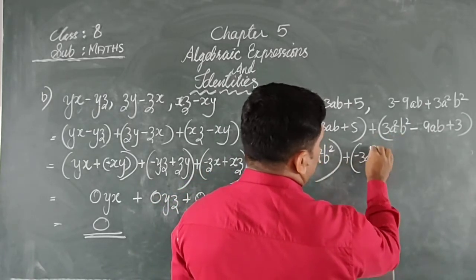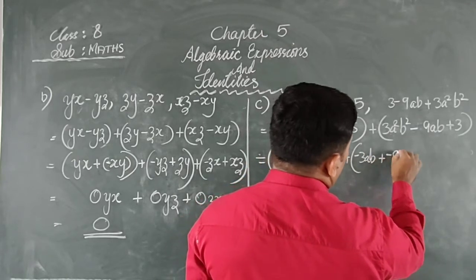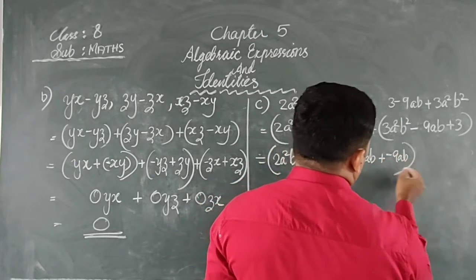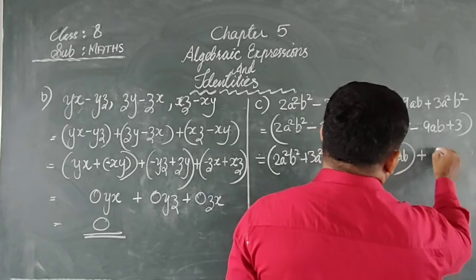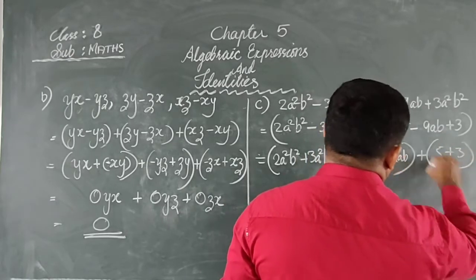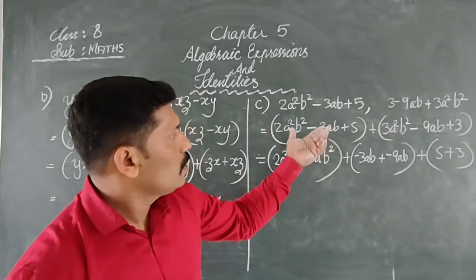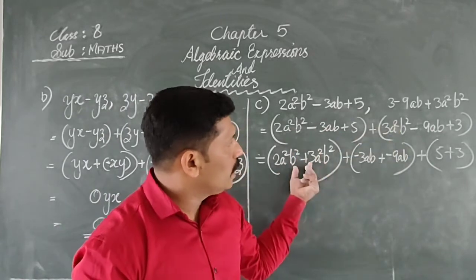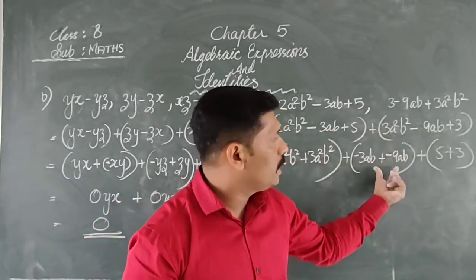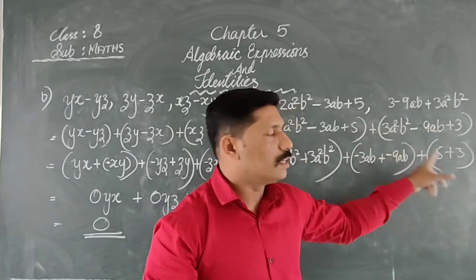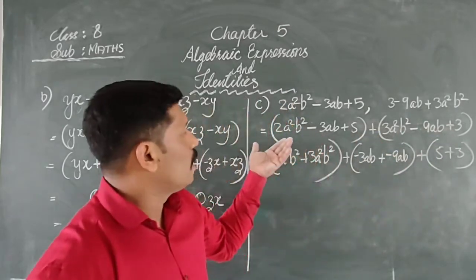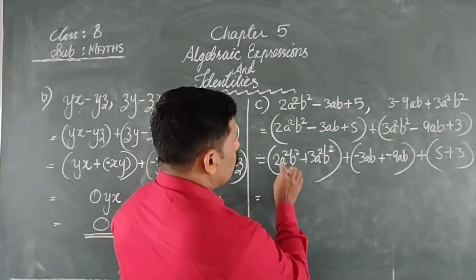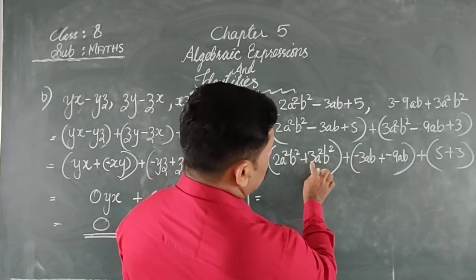Negative 3ab plus negative 9ab. These are another like term. Plus 5 plus 3, these are constants, they are also grouped. So the like terms we grouped here, and these two terms we grouped here, and the constants are also grouped together. And then we are going to add. Both are positive numbers.